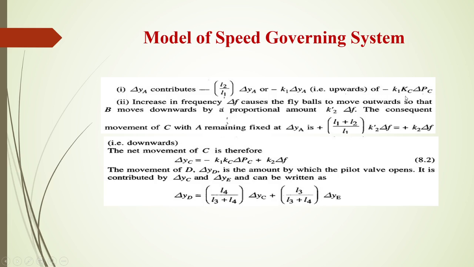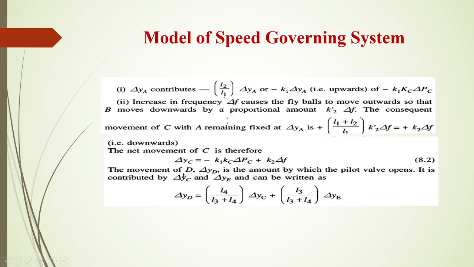And the increasing frequency delta F causes the fly balls to move outwards, so that B will move downwards by amount K2 dash delta F. So the movement of C with A remaining fixed at delta YA will be L1 plus L2 by L1 into K2 dash delta F, which is equal to K2 delta F, that is downwards. So the net movement of C will be delta YC equal to minus K1 Kc delta Pc plus K2 delta F.